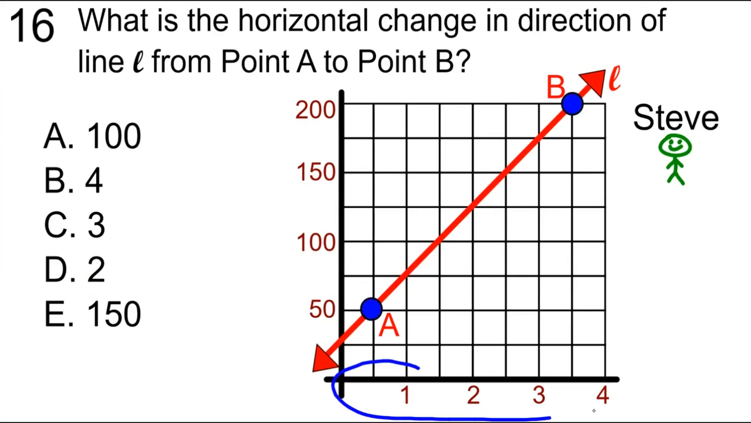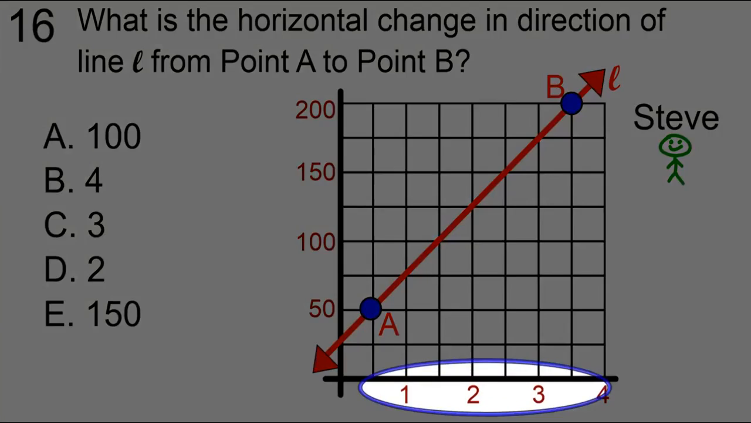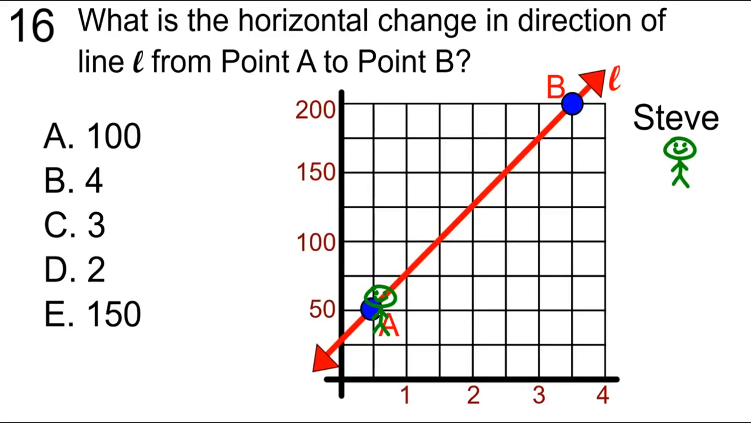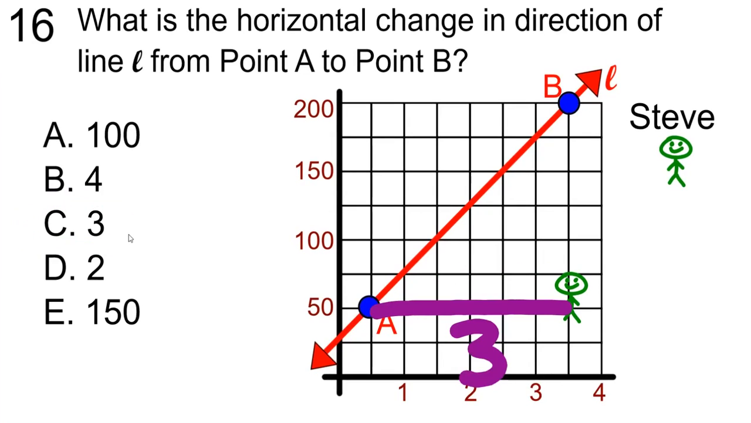Number 16 is the same game. We have to look at the scale on the x-axis. Instead of thinking Steve going 1, 2, 3, 4, 5, 6 spaces, we could count 1/2, 1, 1.5, 2, 2.5, 3. So the answer to number 16 is C.